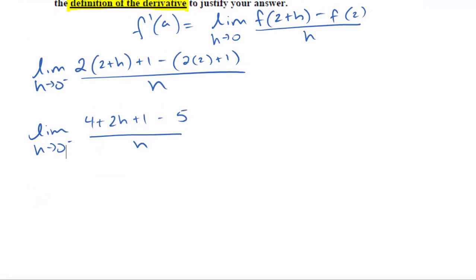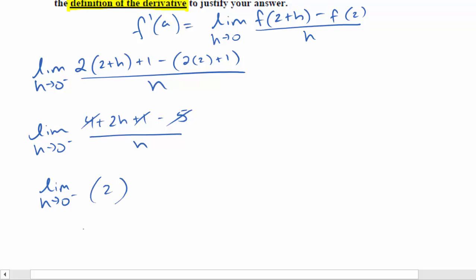You can't plug in 0 yet, so you hopefully simplify. 4 plus 1 is 5, which will cancel this 5. So then you're left with the limit as h approaches 0 from the left of 2, which is just 2. There's nowhere to plug in h once the h is canceled.